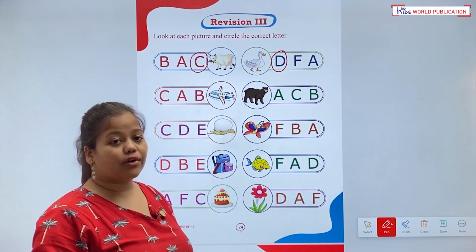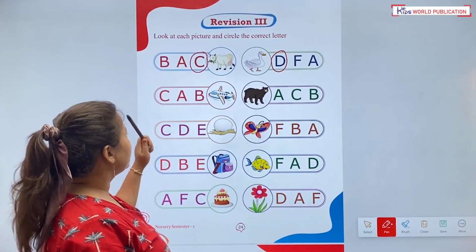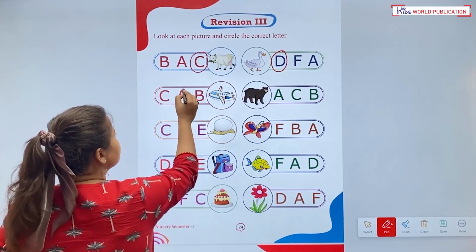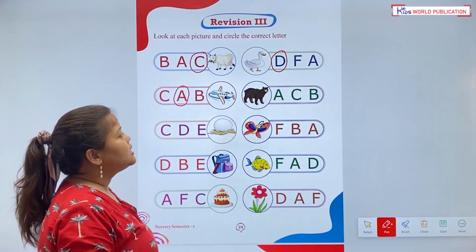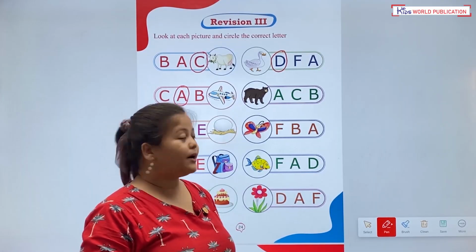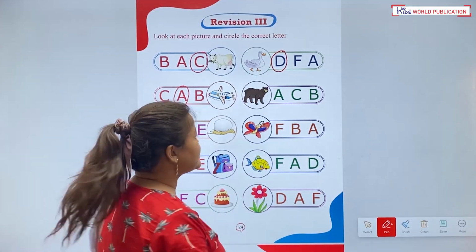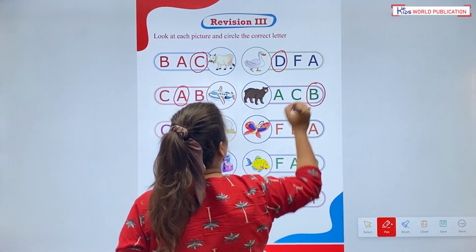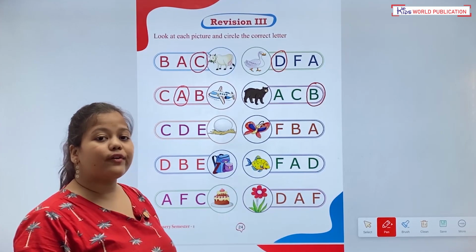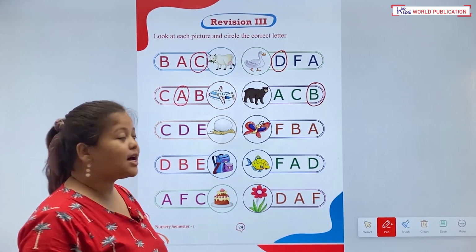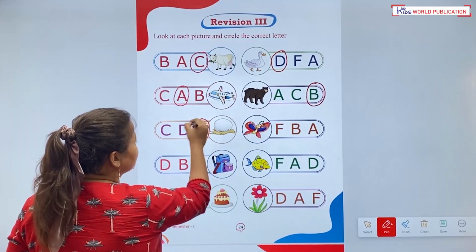This is the picture of aeroplane. C, A, B. The right answer is A. This is the picture of bear. A, C, B. The right answer is B. This is the picture of egg. C, D, E. The right answer is E.